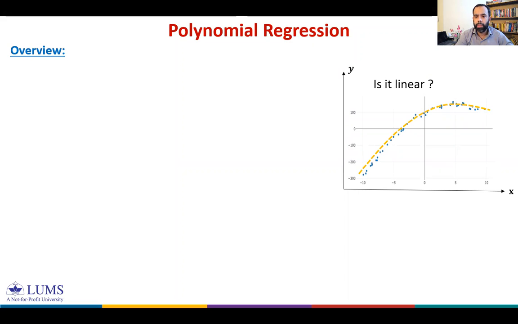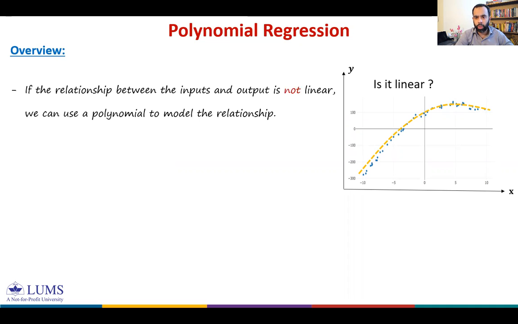Why do we need polynomial regression? If the relationship between the inputs and output is not linear, so we don't have a straight line, we have such a non-linear relationship. To model such a non-linear relationship, we can use a polynomial.